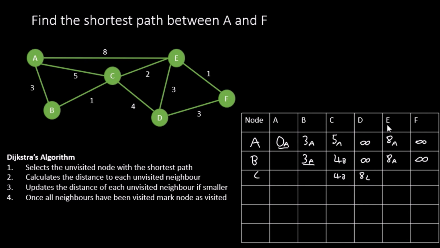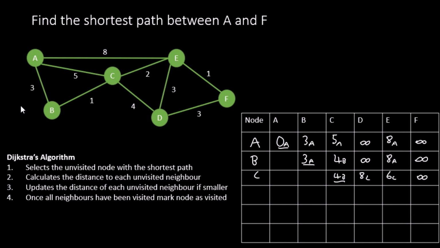And then to get to E, we can go to C, it's 4 steps, and then another weighting of 2 to get to E. So actually we're improving on 8, so we need to update the distance here because it's smaller. So we write down 6 C. And then to get to F, again, we still can't get to F, so just copying. Now C has visited all its neighboring nodes, so we can just underscore that.